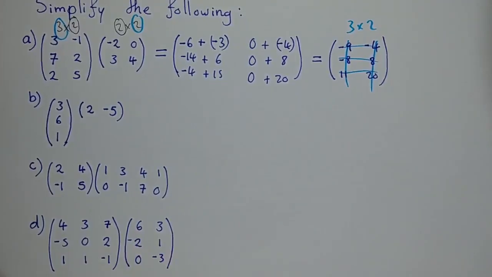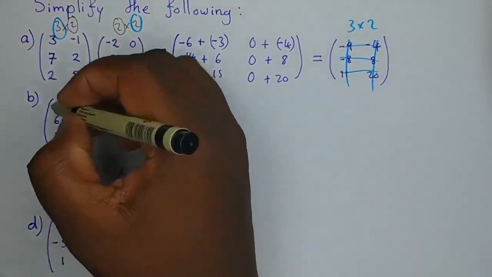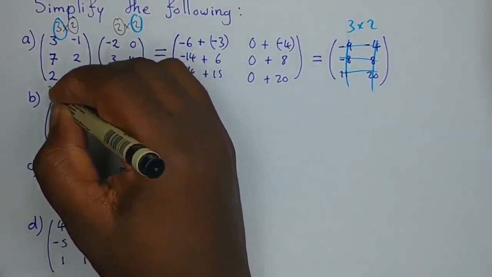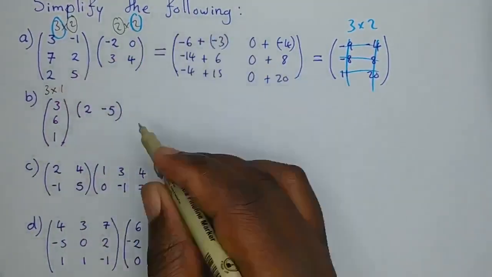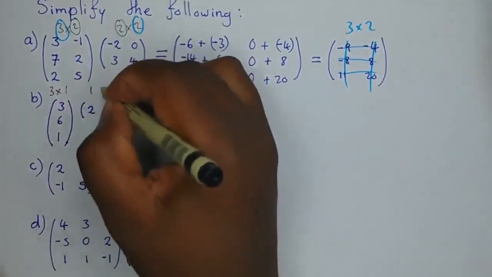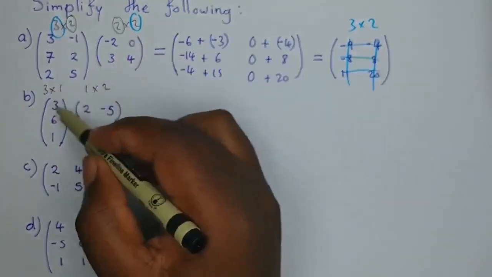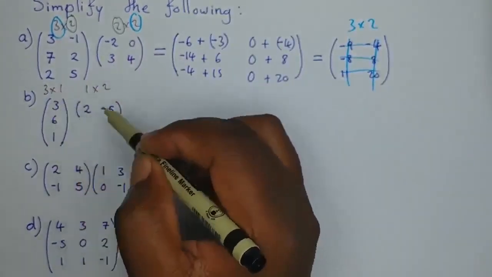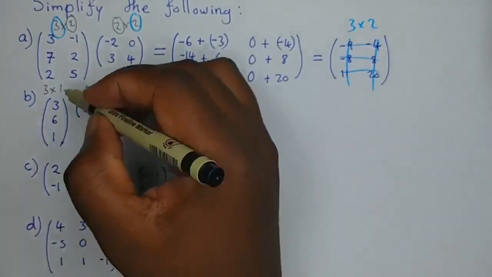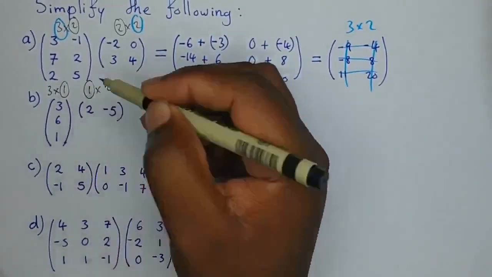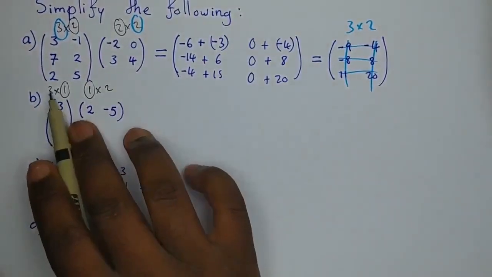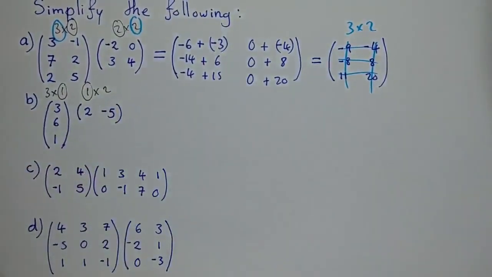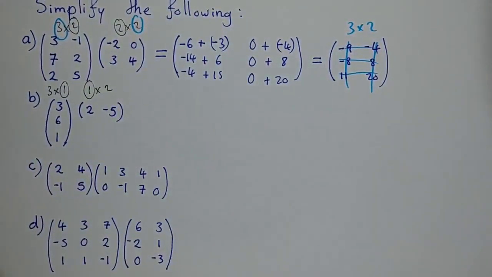As usual, before anything, it's important to know the order of the matrices. So the order of this matrix is a 3 by 1. And the order of this matrix is a 1 by 2. So 3 by 1 because it has 1, 2, 3 rows and 1 column. This one has 1 row and 2 columns. So since these two numbers are the same, what we're saying is that our final answer must be 3 by 2. So let's see how we can produce a 3 by 2.